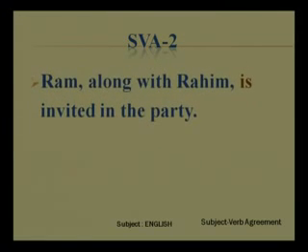We can have another rule. Ram along with Rahim is invited in the party. You can have an idea that here we are talking about Ram and Rahim, both are invited. But when you use the word both, Ram and Rahim are invited in the party. In that case, are is the correct word. Ram and Rahim are invited in the party. But here, instead of using both and, I have used along with. Ram along with Rahim is invited in the party.